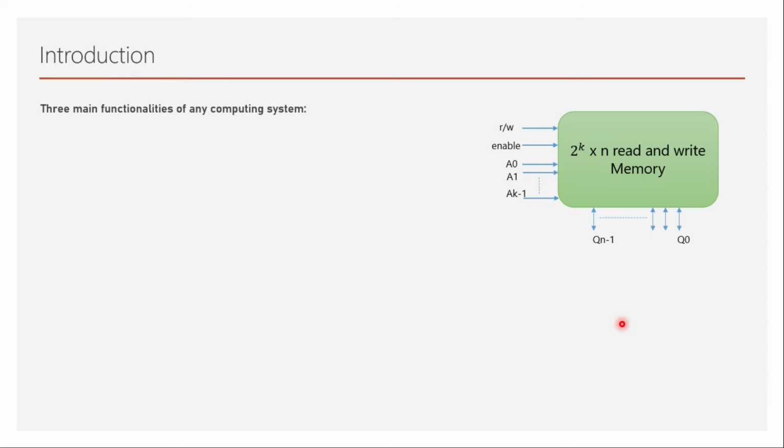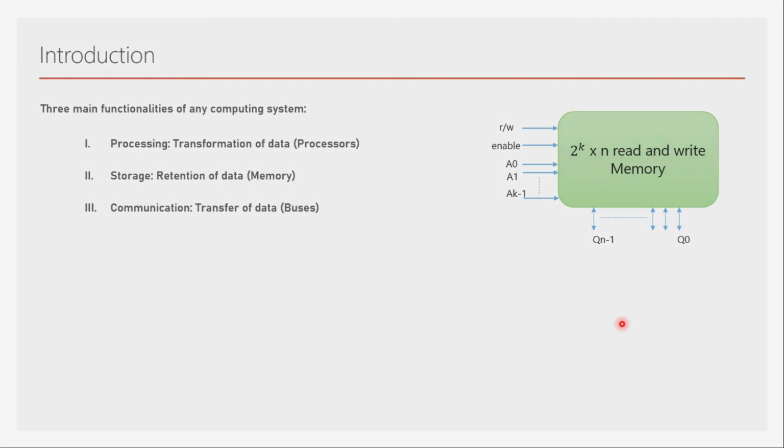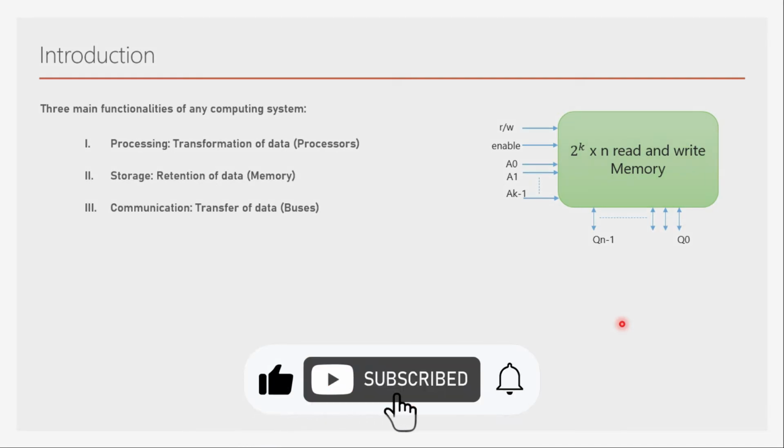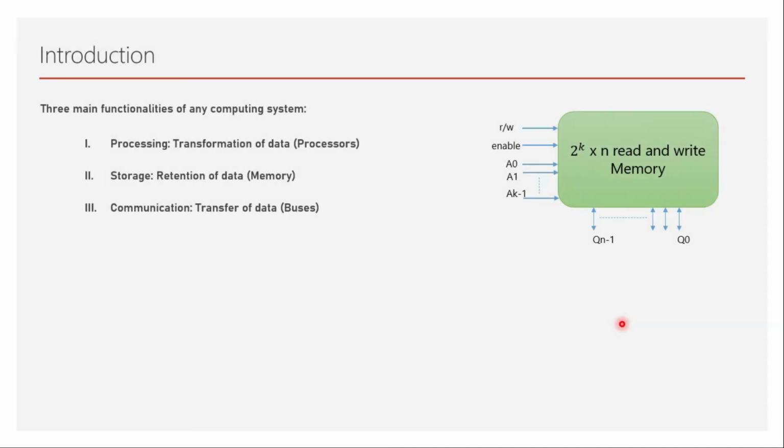There are three main functionalities of any computing system. Number one is processing. It transforms the data. That transformation will be carried out by processors. The second functionality is storage. The data needs to be stored for temporary as well as permanent purposes in something called memory. And the third functionality is communication. The data has to be transferred between the elements of the processor, or outside the processor between different chips, or to outside, maybe the internet. That will happen through buses. So essentially, storage is a very important part of a computing system.